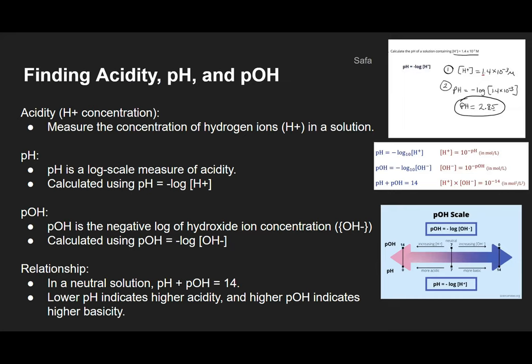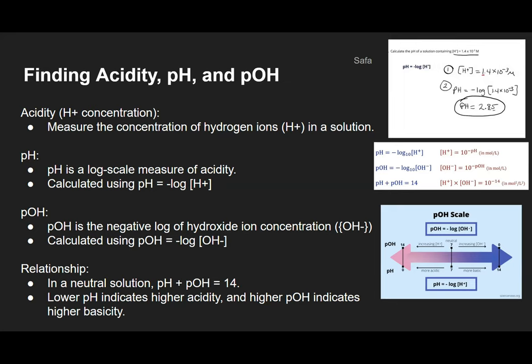Okay, finding acidity, pH, and pOH. For acidity, we measure the H plus concentration, the concentration of hydrogen ions, H plus, in a solution. pH is a log scale measure of acidity, calculated using pH equals negative log H plus. pOH is the negative log of hydroxide ion concentration, OH minus, calculated using pOH equals negative log OH minus.